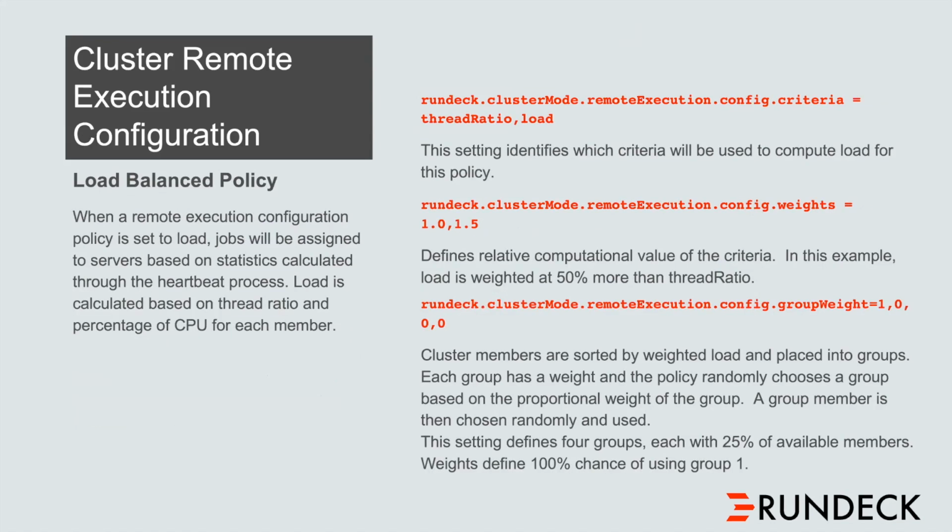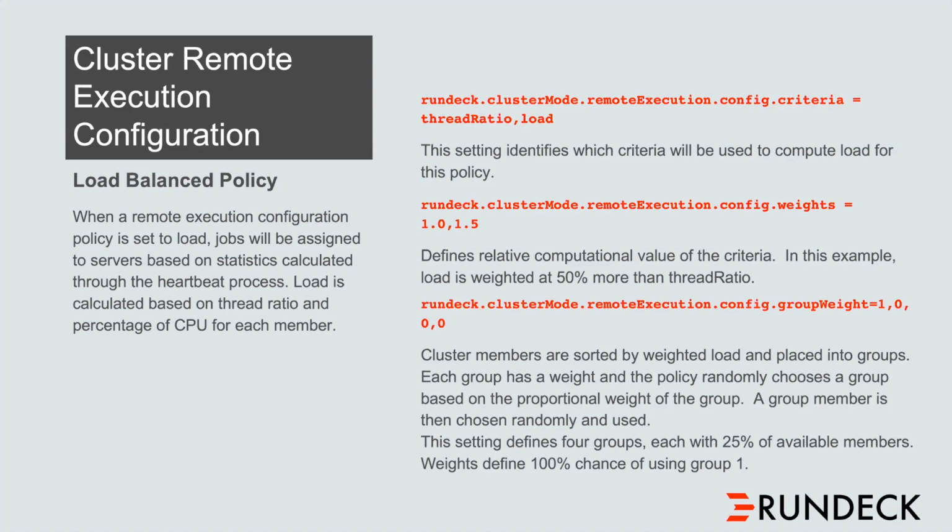Okay, so load balance policy. As I mentioned earlier, load balance policy is a subset of remote execution. It's one of the types. So if you set your policy type to load, then jobs are going to be assigned to individual remote servers based on statistics that are calculated in the heartbeat process. There are two criteria you can use. You can use both of them or one of them. Those criteria are thread ratio and percentage of CPU on that particular member. So the heartbeat process is already gathering that data, and you're then telling it which of those criteria to use.